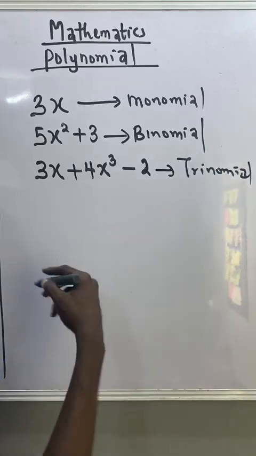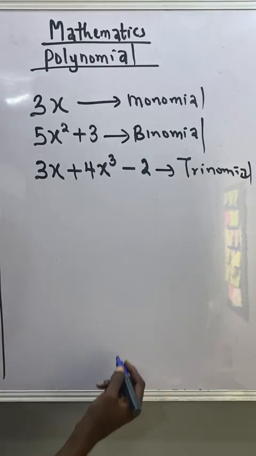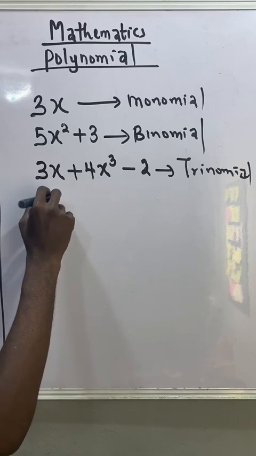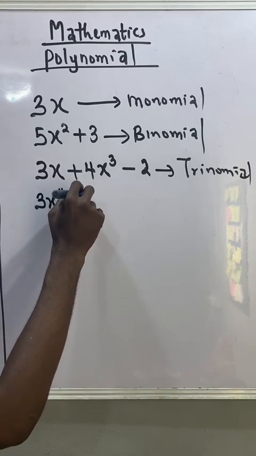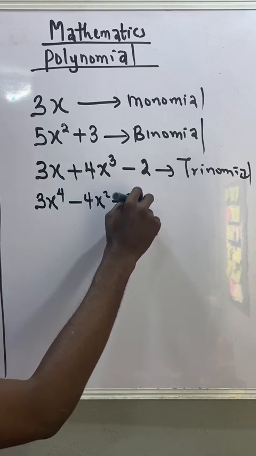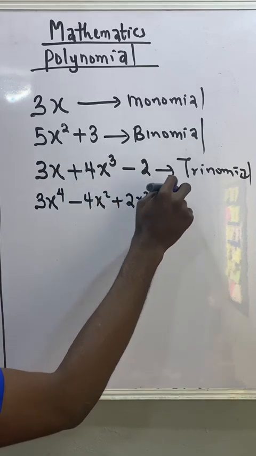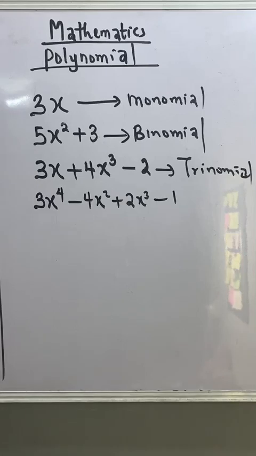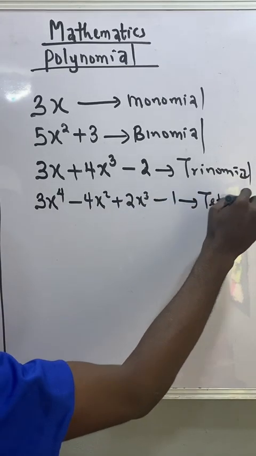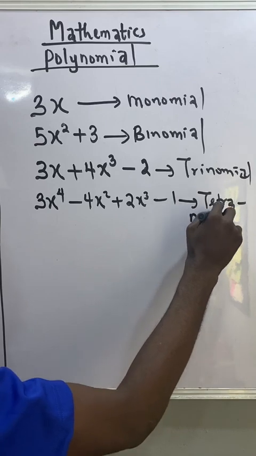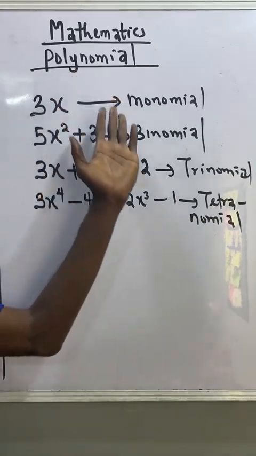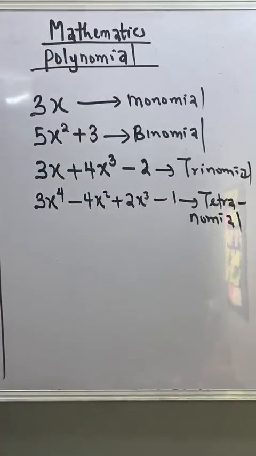So it means if we have 4 terms, let's say we have 3x raised to power 4 minus 4x squared plus 2x raised to 3 minus 1, we have 4 terms here. This one is tetranomial. It continues like that. So all of these are called polynomials.